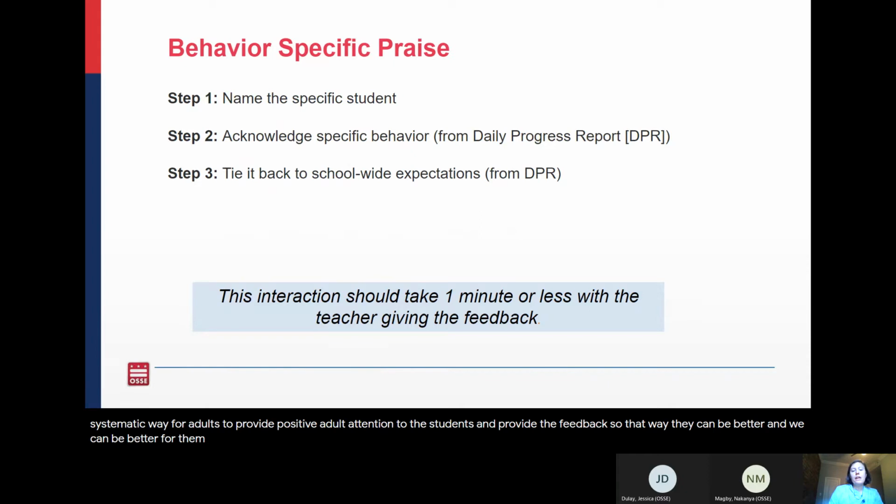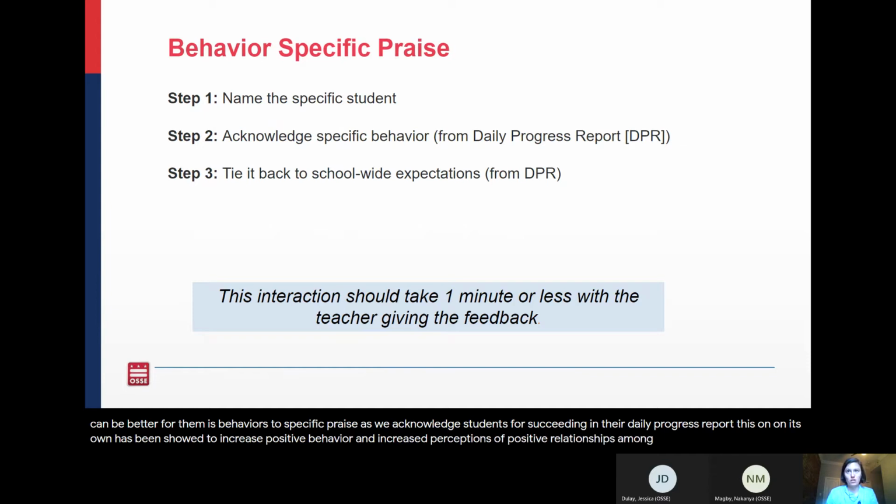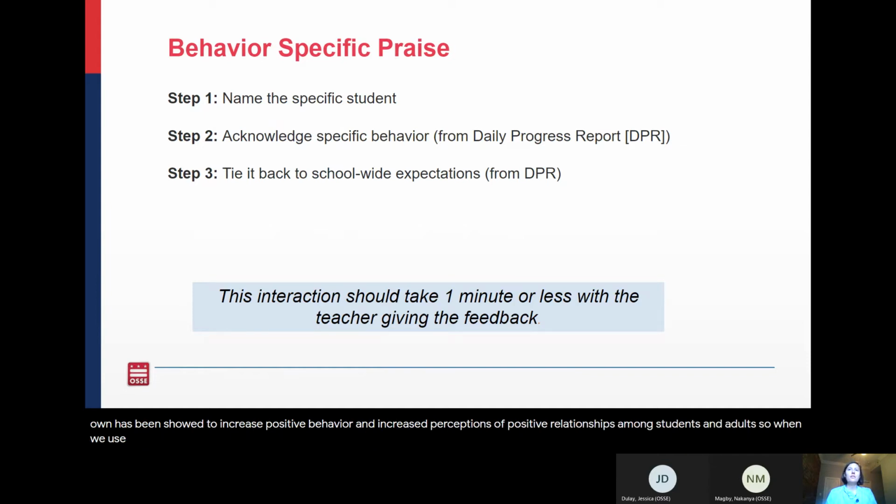We can also use behavior-specific praise as we acknowledge students for succeeding in their daily progress report. This on its own has been shown to increase positive behavior and increase perceptions of positive relationships among students and adults. So when we use behavior-specific praise, this of course is a tier 1 practice used for all students, but it can be used at a higher dosage for students who are receiving those tier 2 supports.